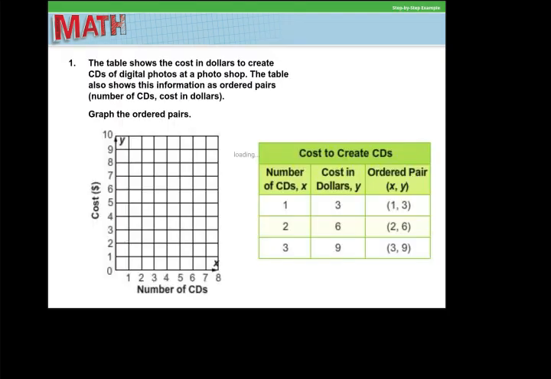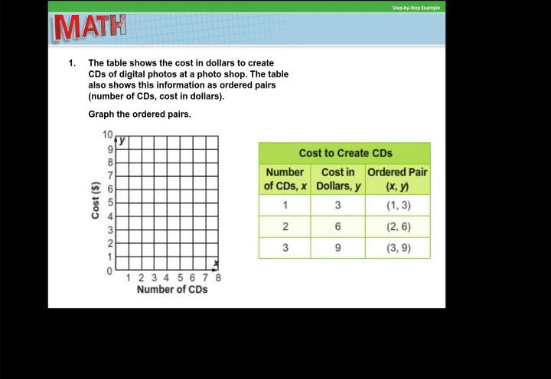So our first thing that we are going to do is look at our example 1 on page 48. It says the table shows the cost in dollars to create CDs of digital photos at a photo shop. The table also shows this information as ordered pairs, so number of CDs to the cost in dollars.